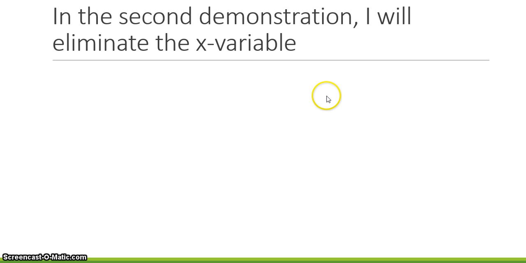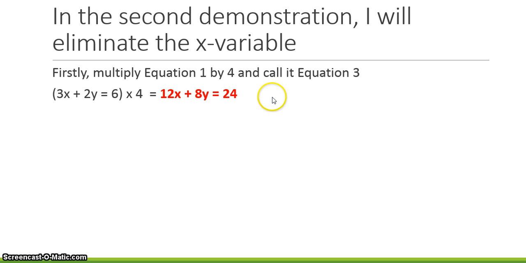In this example, I could have also eliminated the x variable first and still get the same answer. Let's look and see how that's done. If I want to eliminate x, I'm going to multiply equation 1 by 4 and call it equation 3. Here's the original equation 1. I multiply it by 4 and I get 12x plus 8y is equal to 24.